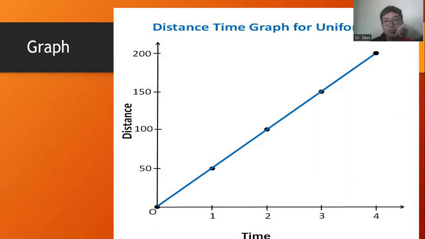You are only changing distance over time in a uniform speed. It means that you are in a constant speed also. So you are not changing your rate of speed. You have 50 over 1 or 50 meters per second if we have the units.